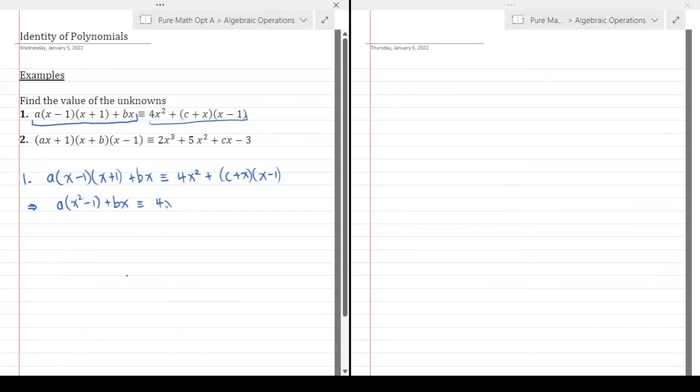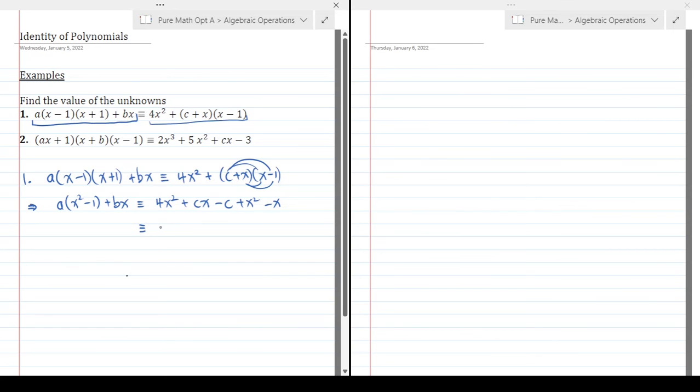So 4x squared, and I'm going to do this expansion here. C by x is cx. C by negative 1 is negative c. X by x is x squared. And then x by negative 1 is negative x, right? So I've expanded, not fully as yet, but I've expanded in that line there.